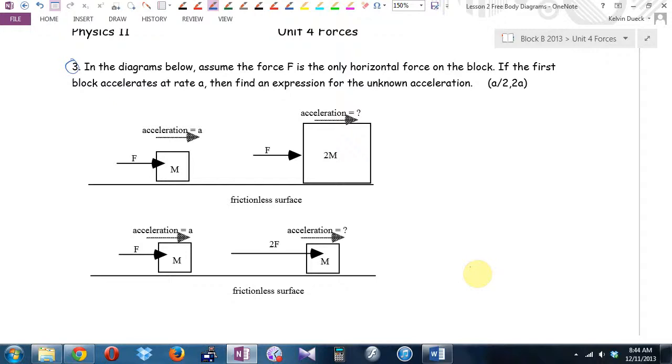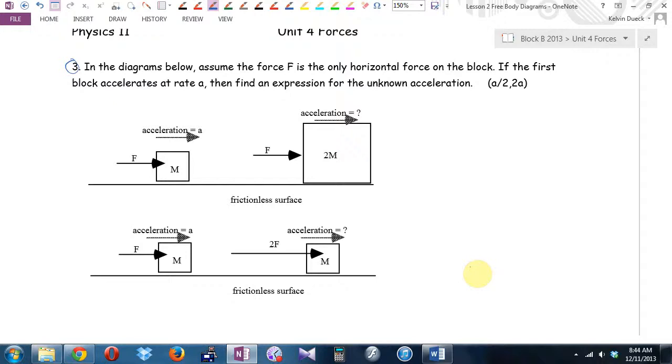Or they would give you algebraic stuff like this. So Olivia, here's an algebraic question. It says, in the diagrams below, assume that force F is the only horizontal force on the block. If the first block accelerates at rate A, what would the second acceleration be?